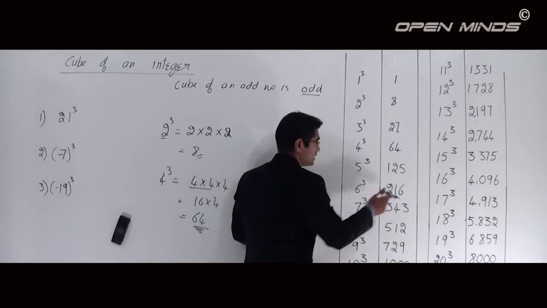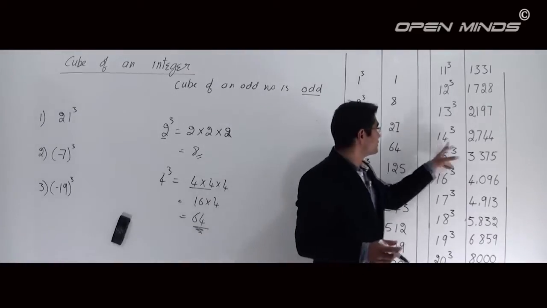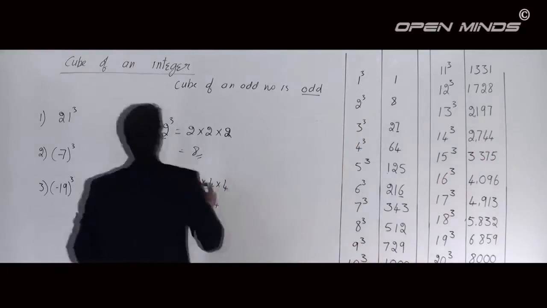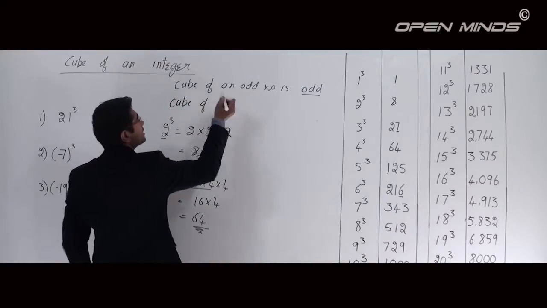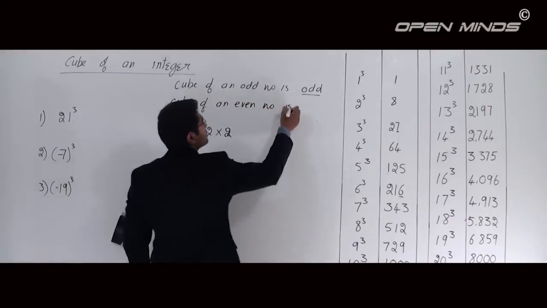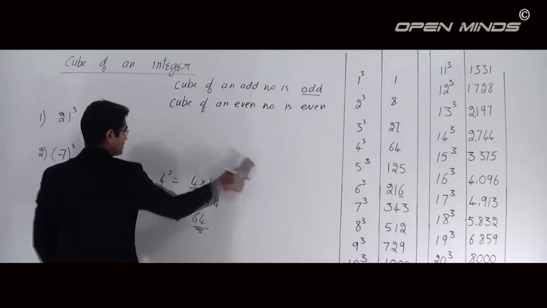6 is even. 216 is even. Cool. So I can see that anywhere. 14 is even. 2744, that's an even number. Now we can write another conclusion: the cube of an even number is also even. Good, we understand these two things. Good enough. Let's go ahead.